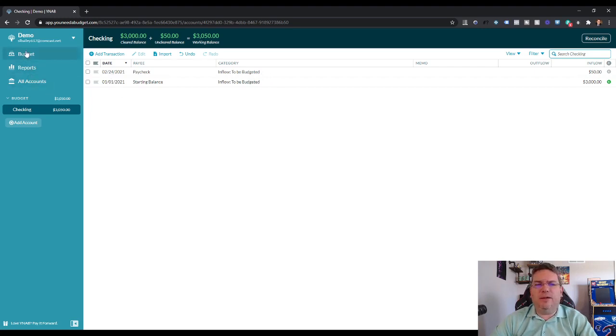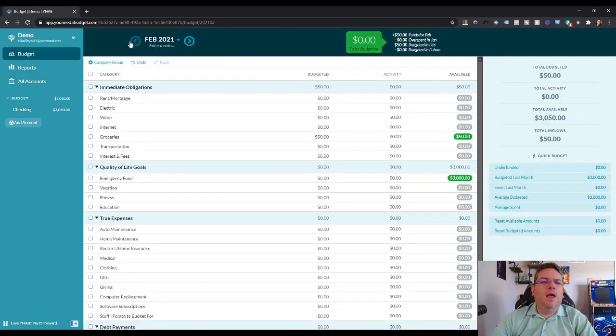So if you come over and take a look at the budget, and go back to January, you can see that I budgeted the $3,000 that I started the account with into my emergency fund. My emergency fund is basically my sinking fund for medical emergencies, auto emergencies, any of that type of stuff that you know you're going to be spending money on. You just don't know when, and it's not something you budget for month to month like a utility bill. So that's what my emergency fund is.